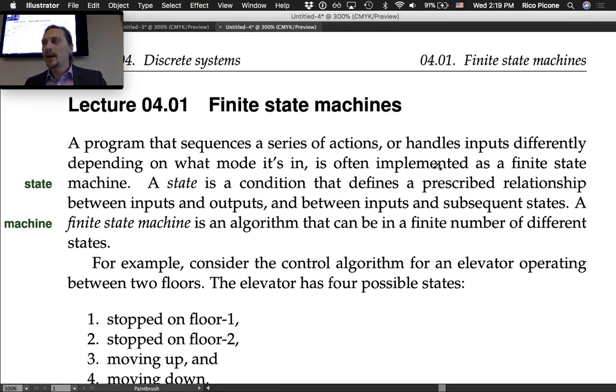So, finite state machines are in this chapter called discrete systems, and I'm going to add some more stuff into this discrete systems chapter, but this is the only lecture that I've gotten together so far. And the chapter in general is talking about systems that have well-defined states at certain points in time, and so a lot of computers are like that. There are actually analog computers, but most computers today are digital, and they have these different distinct states that are governed by the state of the memory, the state of the inputs and the outputs, and there are a lot of aspects that come into that.